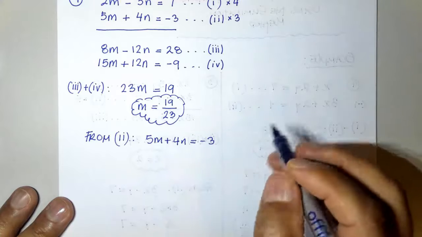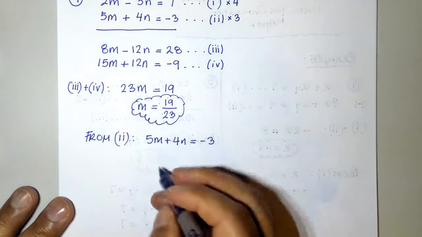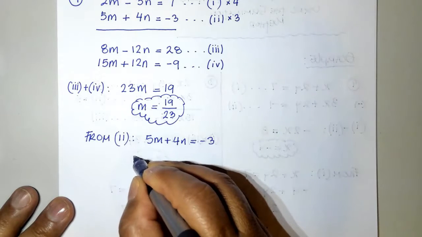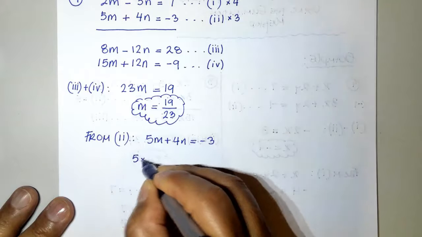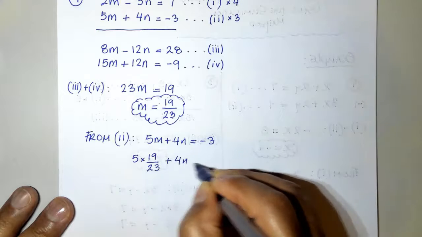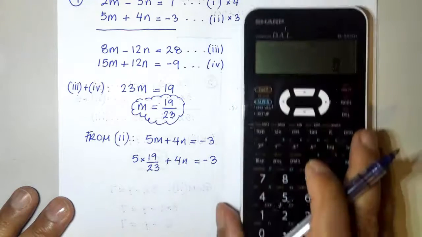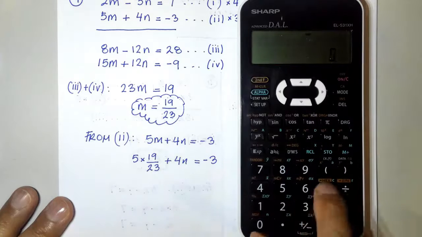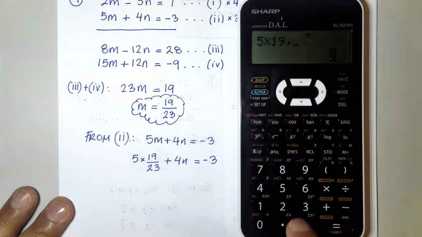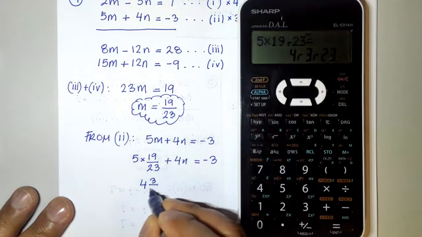And by substituting what we know about m, we're going to find the answer for n. So we're going to do 5 multiplied by 19 over 23 plus 4n is equal to negative 3. And then we're going to simplify this, so it's going to be 5 multiplied by 19 over 23, so that will give you 4 and 3 on 23.